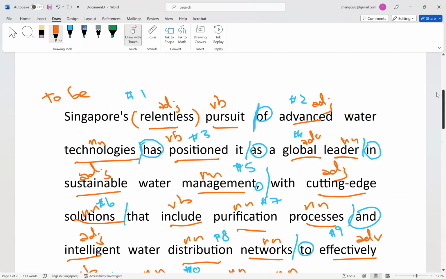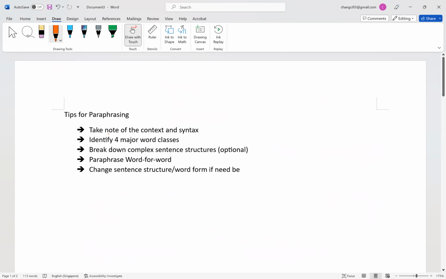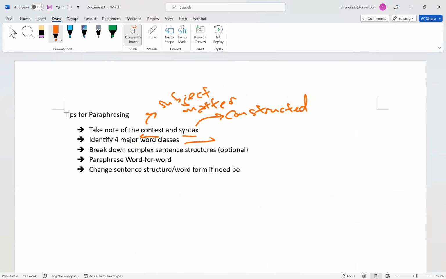Okay. So just to summarize here, right? Take note of context and syntax, i.e. what they are talking about here. So subject matter. Syntax is really the way that the sentence is constructed. Okay, identify your four major word classes: nouns, adverbs, adjectives, verbs. Break down complex sentence structures if need be, right?